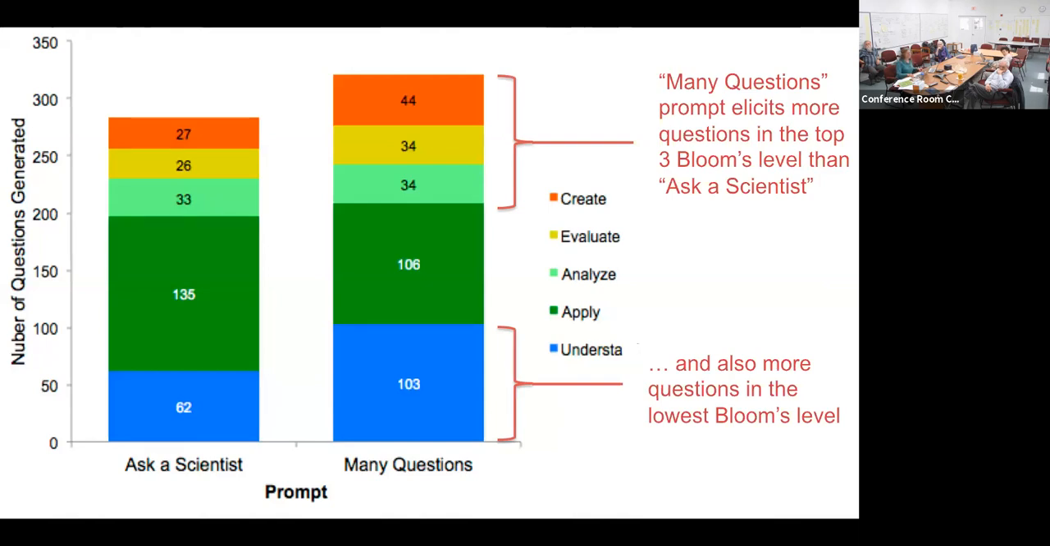So we thought that perhaps the students were self-censoring and trying not to ask stupid questions when given the opportunity to talk to a scientist. We don't know that for sure, it's just a hypothesis, but it is true at both the level of the corpus of questions as a whole and at the level of individuals that asking many questions appears to be the pathway to asking many good questions.